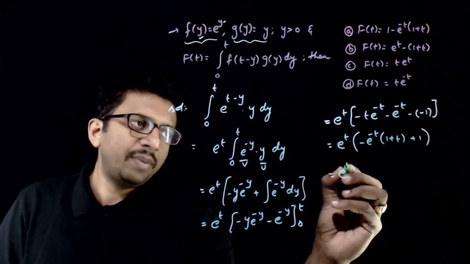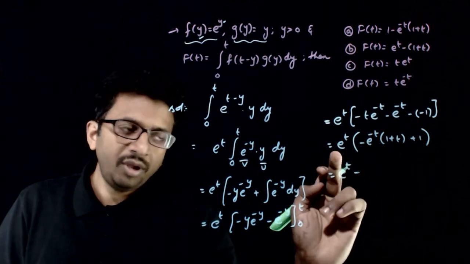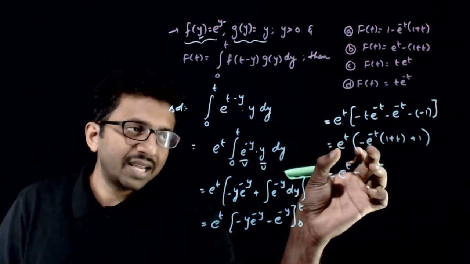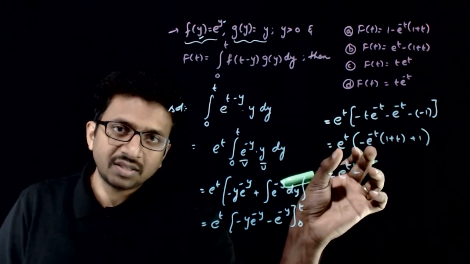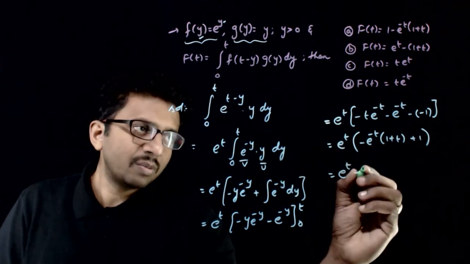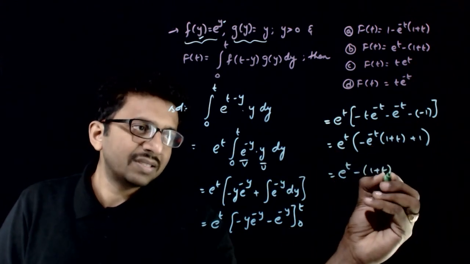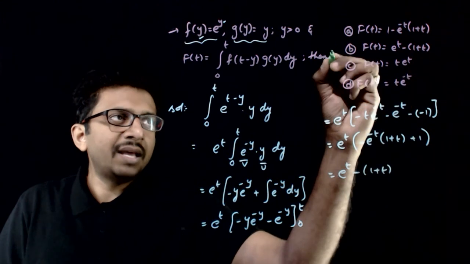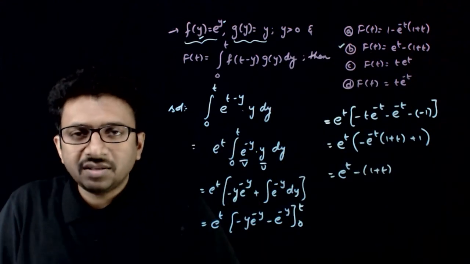That is equal to e power t, 1 into e power t is e power t, and in the second term, e power t and e power minus t get cancelled, this multiplication becomes 1. So minus of 1 plus t. So e power t minus of 1 plus t, option B is the right answer.